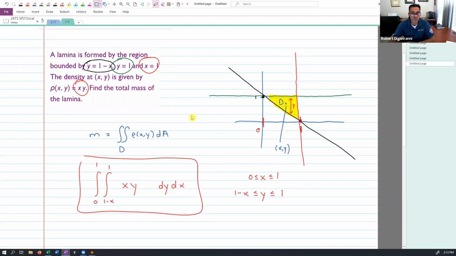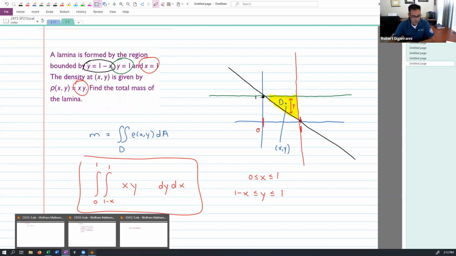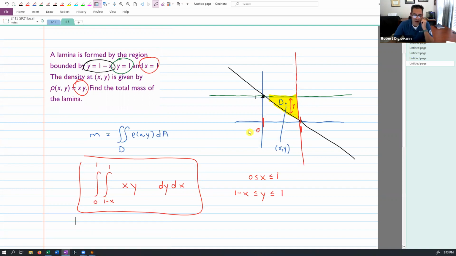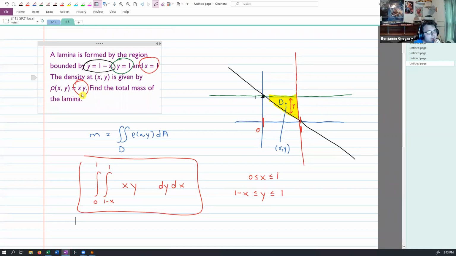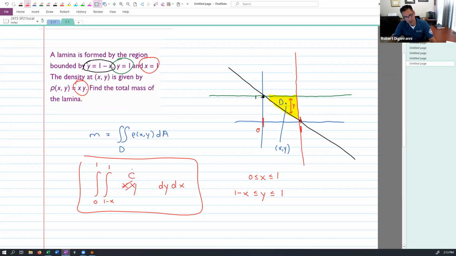Questions? How would this problem change if I told you that this lamina had uniform density? What would this density function have to be if it's a uniform density function? Yeah, a constant. It could be 1, but generally it's just some constant. And so instead of integrating this, you'd be integrating some constant here, which we could pull out of the integral, right? And make that a 1.